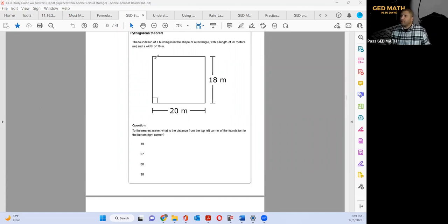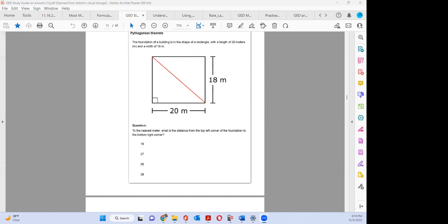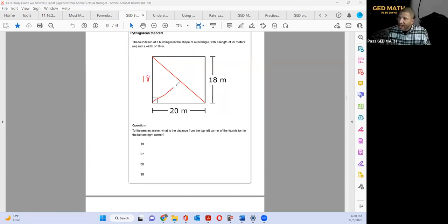What you should notice right here, from the top to the bottom right, when I draw that line, what did I just create? A triangle. What do we know about rectangles? If this side is 18, this side is also what? 18. The second thing you need to understand, the side opposite the 90 degree is my hypotenuse.